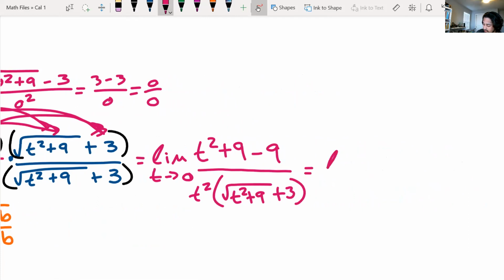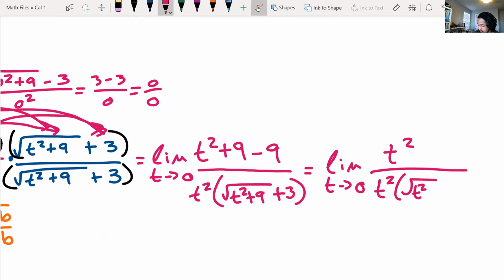And now, again, we're almost there. Rewrite the limit because what's going to cancel in the numerator? The 9s. And you get t squared over t squared times the square root of t squared plus 9 plus 3.